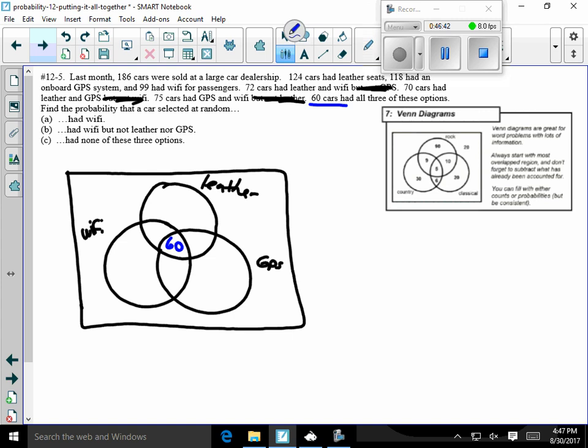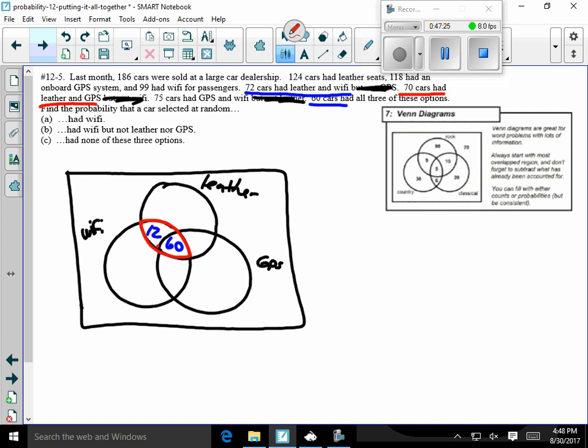All right, so let's take one of these other numbers. Let's take this number here. 72 cars had leather and Wi-Fi. So leather and Wi-Fi would be this area right here, the overlap of those, right? And it says that we have to end up having 72 cars in that red area. But we've already accounted for 60 of them. So if I subtract 60 from 72, that means there's only 12 cars left to go in that remaining spot. So this is what's meant by we have to make sure and not forget to subtract what we already have accounted for.